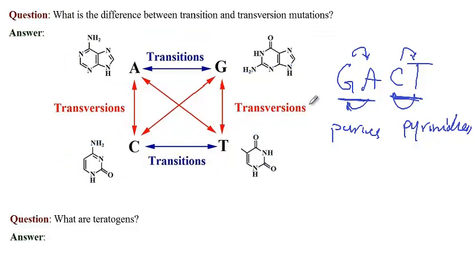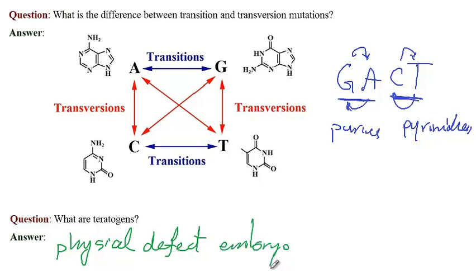So these are examples of transitions where purines remain purines and pyrimidines remain pyrimidines. Versus with the transversion, a purine converts to pyrimidine or the other way around. Pyrimidines convert to purines. The next question is, what are teratogens? So these are substances that can cause physical defects in a developing embryo. And we just discussed in our embryology lecture that organogenesis, which means the development of organs, happens between 3rd to 8 weeks of gestation. As a consequence of which, it's between 3 to 8 weeks that usually the fetus is very prone to developing organ problems from exposure to teratogens.